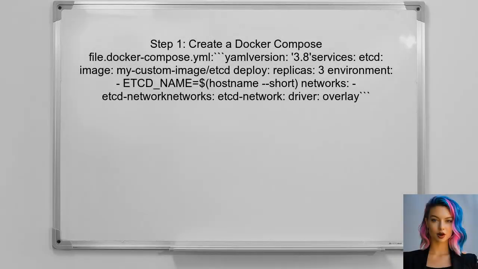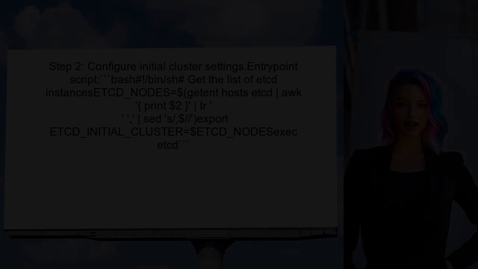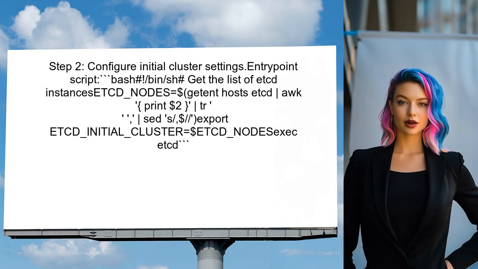To begin deploying an etcd cluster as a Docker Swarm service, the user should create a Docker Compose file. This file will define the services, networks, and volumes needed for the etcd cluster. Next, the user needs to configure the initial cluster settings.